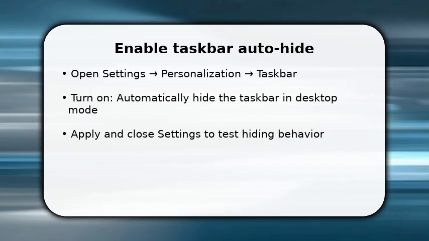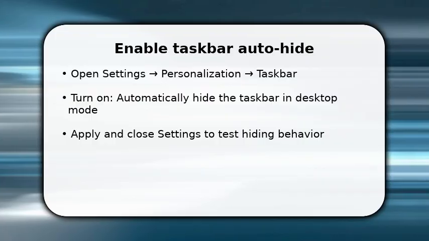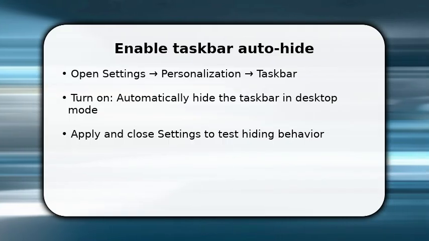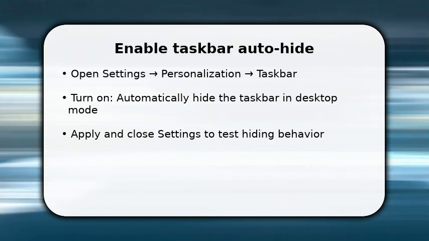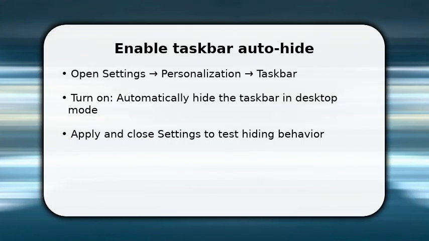You'll start by telling Windows to tuck the taskbar away automatically so Excel can use the full screen. Open Settings, go to Personalization then Taskbar. Once there, enable Automatically Hide the Taskbar in desktop mode. This makes the bar slide out of view and only reappear when you move the mouse to the screen edge. Once done, switch back to Excel and move your cursor away from the bottom to confirm the taskbar hides as expected.